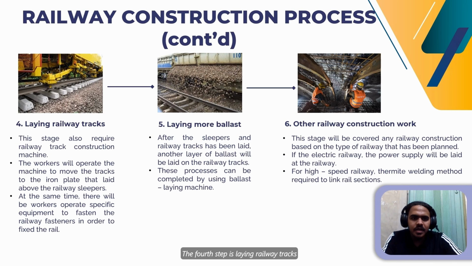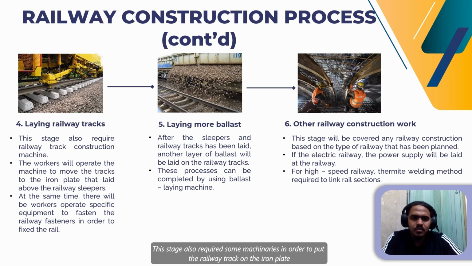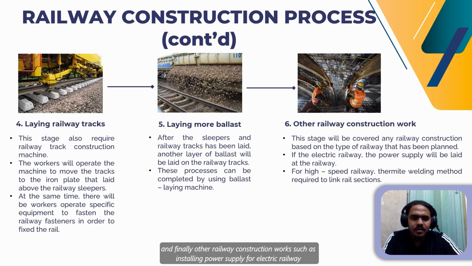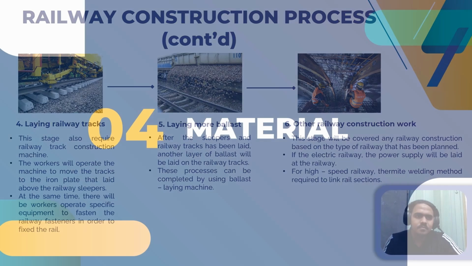The fourth step is laying railway tracks. This stage also required some machinery in order to put the railway track on the iron plate that has been installed on the sleepers. Then, laying the remaining layer of ballast. And finally, other railway construction works such as install a power supply for electric railway, and for high-speed railway, thermal welding method is required.